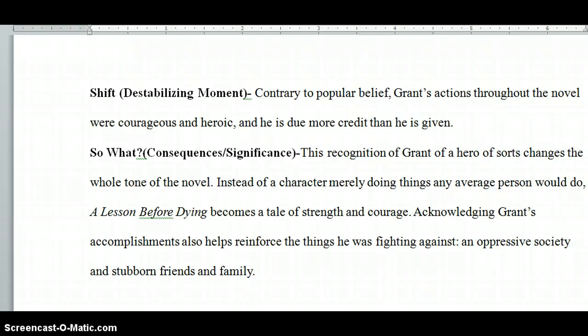Again, with the shift, you don't necessarily have to write a whole lot, because in the paper itself, if you were writing it, this is where a lot of your reasons, evidence, and commentary are going to come into play.